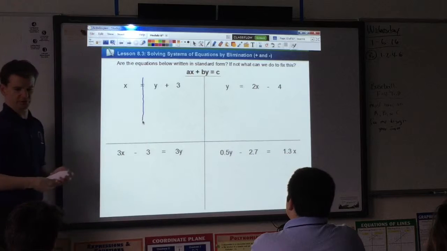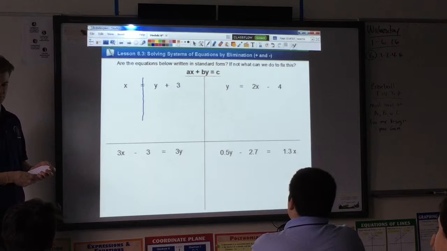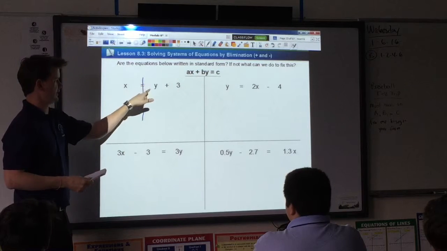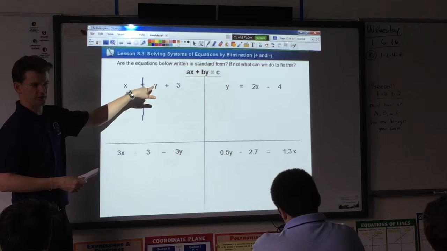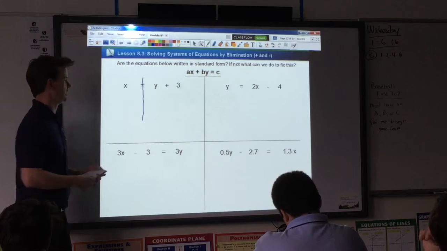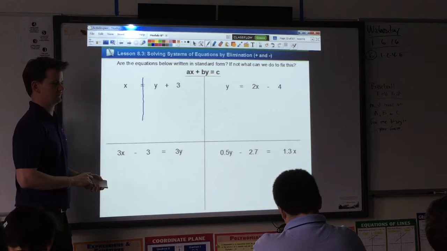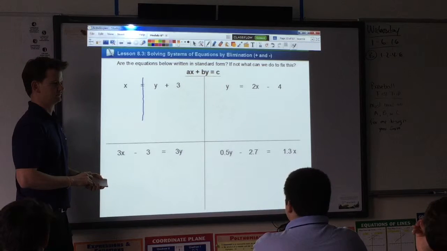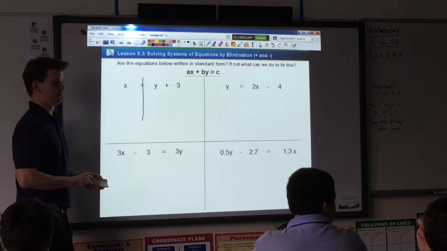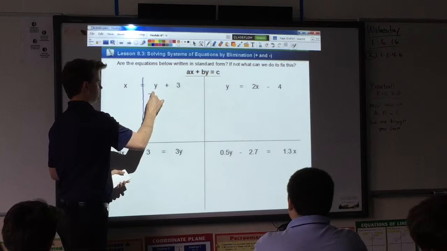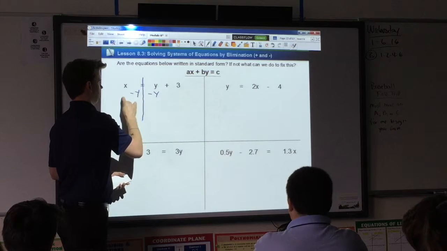So what needs to move, Corey? Not the 3. We want the constant, which is a 3, on the right side. We want to get rid of the y. Is that a positive y or a negative y? It's a positive y. Chris, what's the inverse, the opposite, of a positive y? Negative y. So the way to move this is we subtract y from both sides.